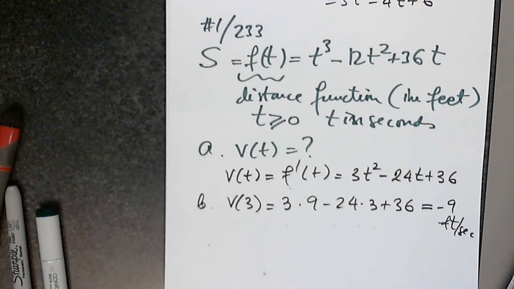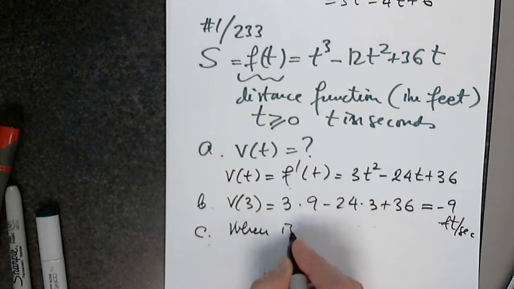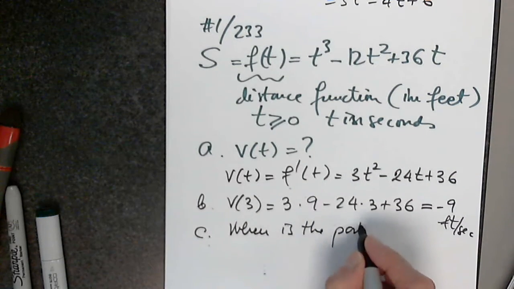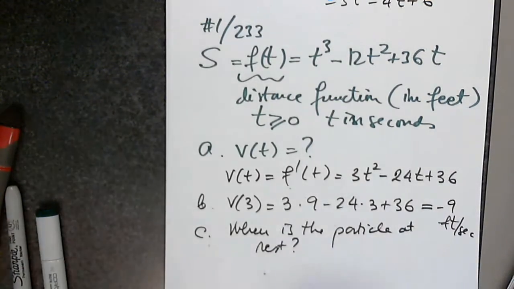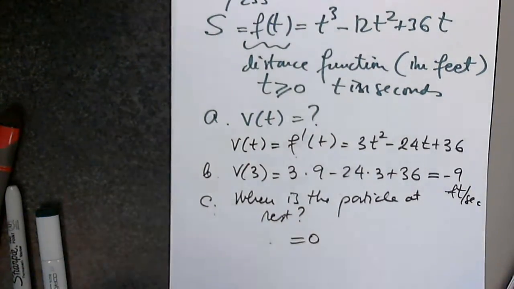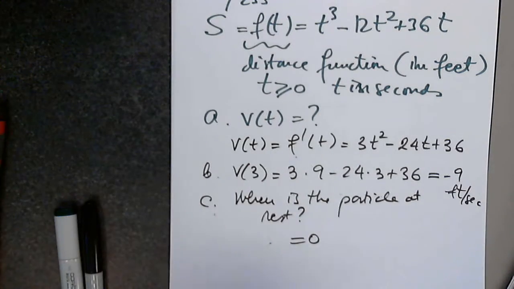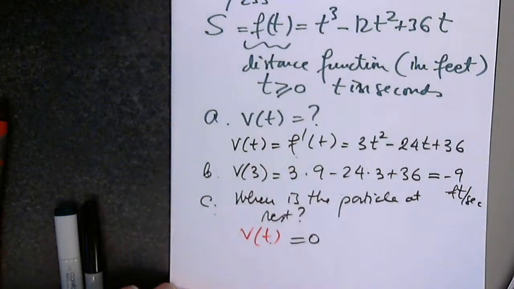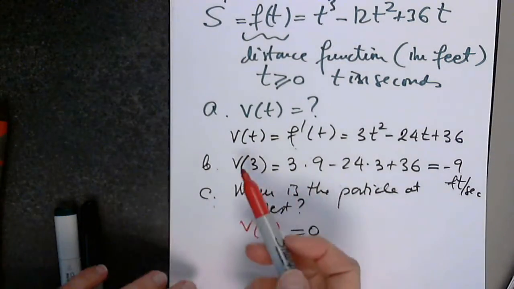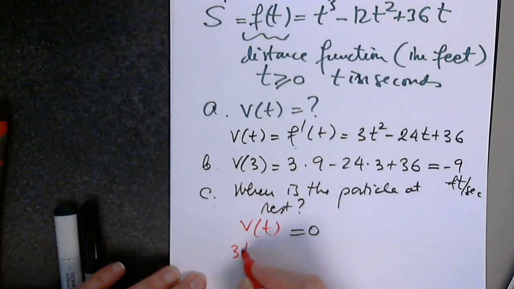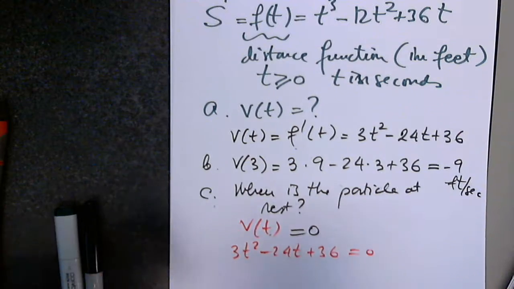Part C. When is the particle at rest? Yes, but what do I set equal to 0? Absolutely, very good, excellent. Indeed, v of t is 0. When the velocity is 0, the particle is at rest. Okay, where is my velocity function? Right here. 3t squared minus 24t plus 36 is 0.